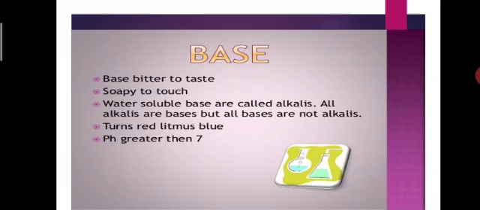Water soluble bases are called alkalis, and all alkalis are bases, but all bases are not alkalis. You have to keep it in your mind. Students, this is the most important point: water soluble bases are known as alkalis. So we can say that all alkalis are bases, but all bases are not alkalis. A base acts just opposite to an acid: it turns red litmus paper blue. And when we talk about pH, an acid's pH is less than 7 and a base's pH is above, or greater than, 7.